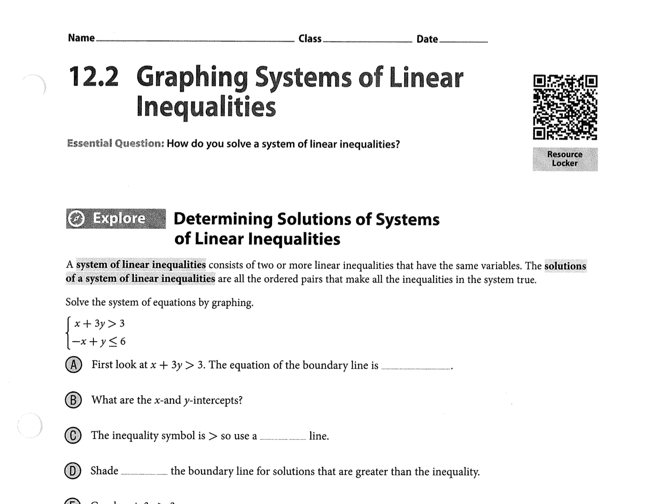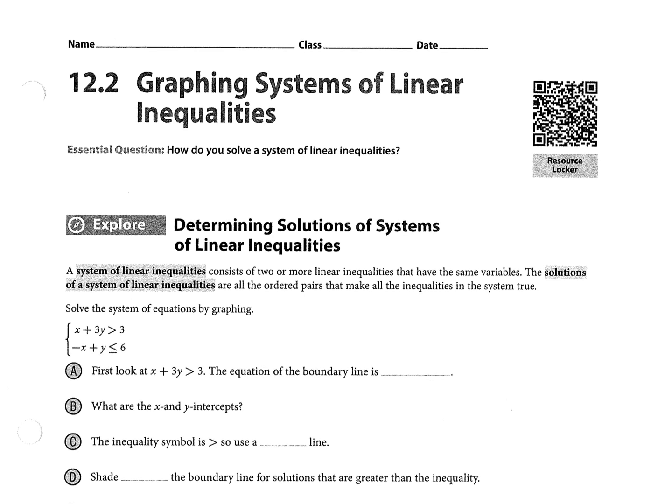Solve the system of equations by graphing. First, look at x plus 3y is greater than 3. The equation of the boundary line is, we're going to change that into slope-intercept form. Then we divide by 3.